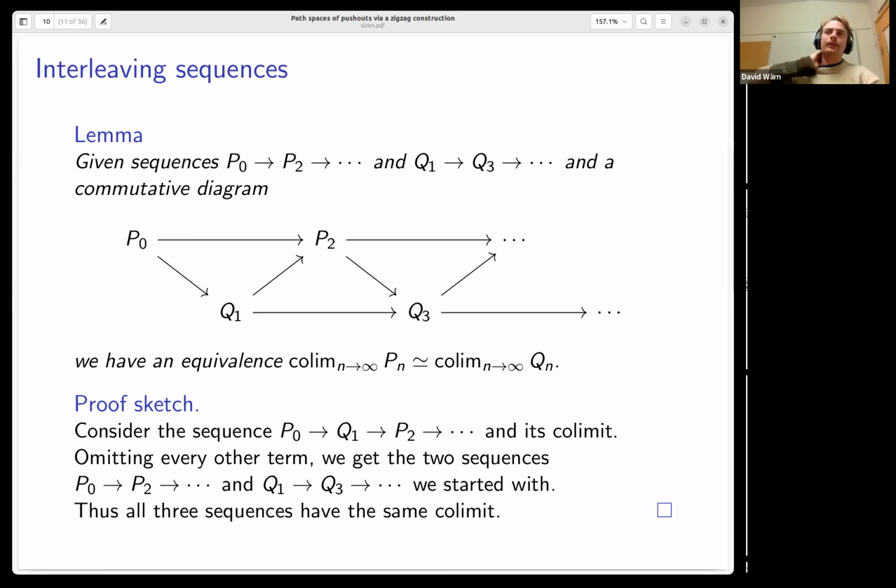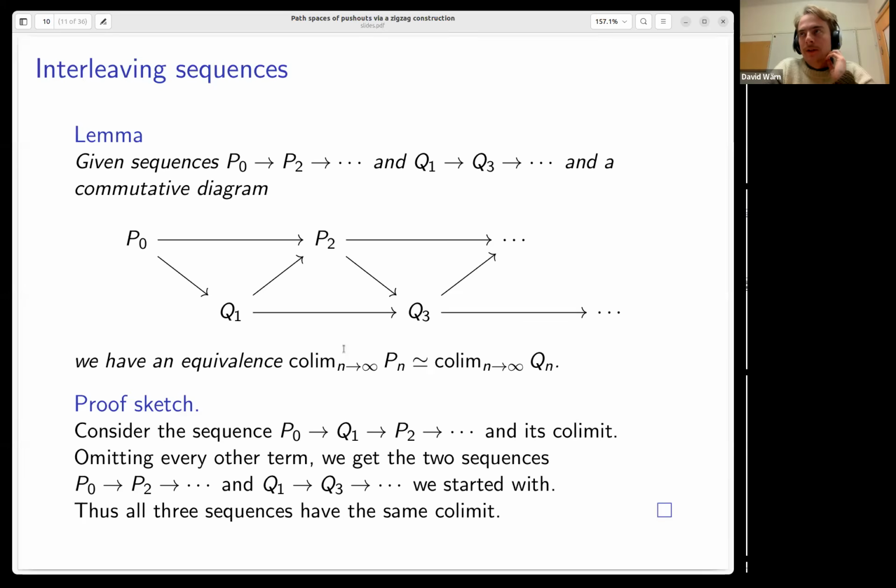The idea behind it is basically how do we get an equivalence between two sequential colimits? So here is one way. Suppose you have two sequences, P and Q, of types. So P is some kind of sequence of types indexed by even naturals, P0 mapping to P2 and so on. Q is some sequence of types indexed by odd naturals, Q1 mapping to Q3 and so on. And suppose I have some commutative diagram where at the top row I have the sequence P, in the bottom row I have the sequence Q, and then I have some interleaving maps in between with commutative triangles.